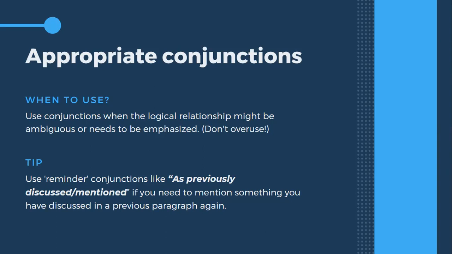And a tip here is, sometimes if you need to mention something that you have discussed in a previous paragraph, you can use some reminder conjunction phrases like "as previously discussed" or "previously mentioned." This will help your readers remember that you have discussed this before, and it will keep them focused and staying on track with the flow of your paper.